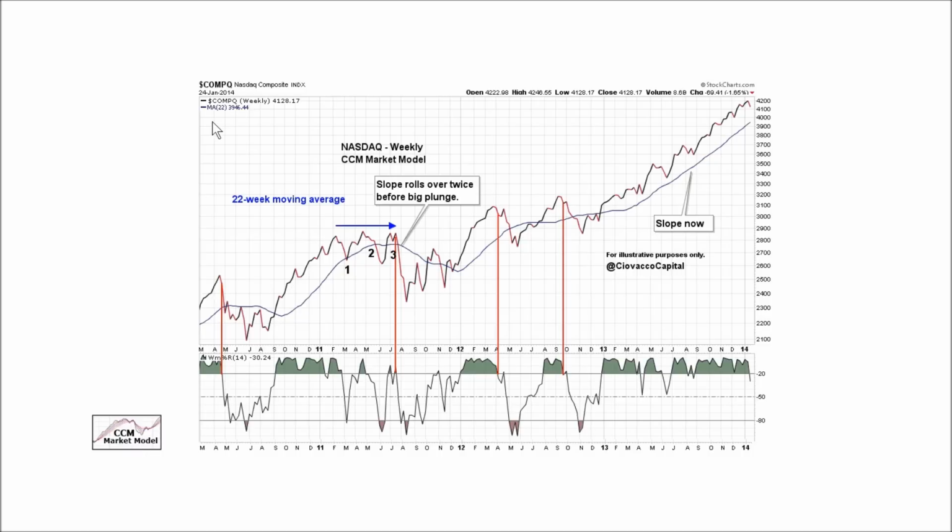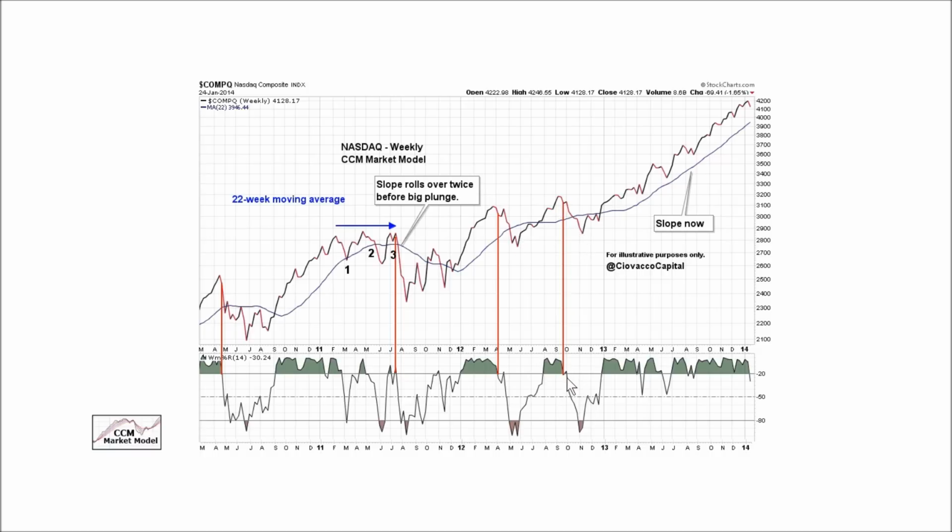This is a weekly chart of the NASDAQ. Those of you that watch our videos on a regular basis know that one of the things we track is momentum, measured by Williams percent R. When momentum is in overbought territory, the probability of good things happening increases, and when it drops out of overbought territory, the probability of bad things happening in the NASDAQ increases. Drops out, after that, bad things happen.